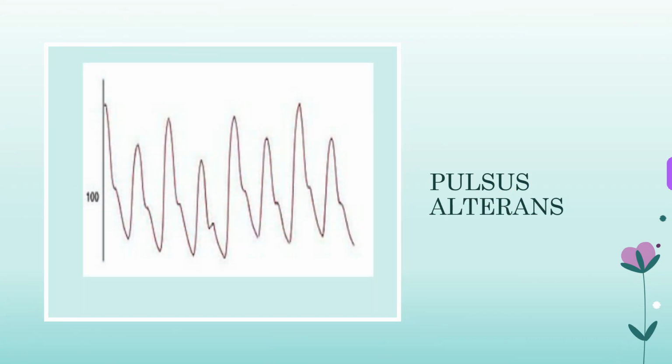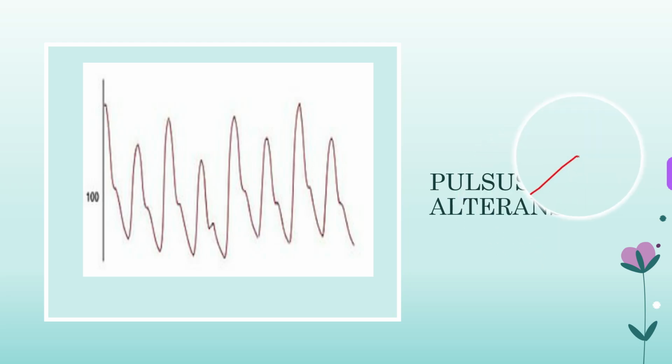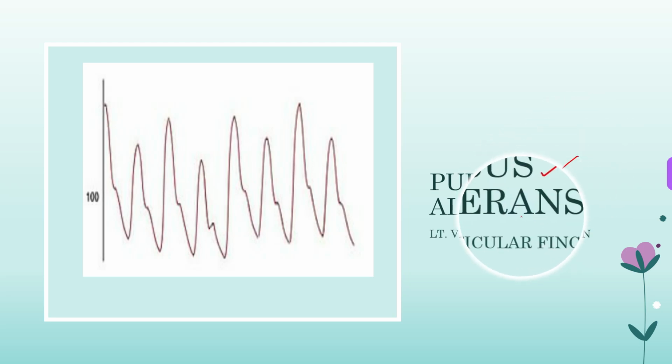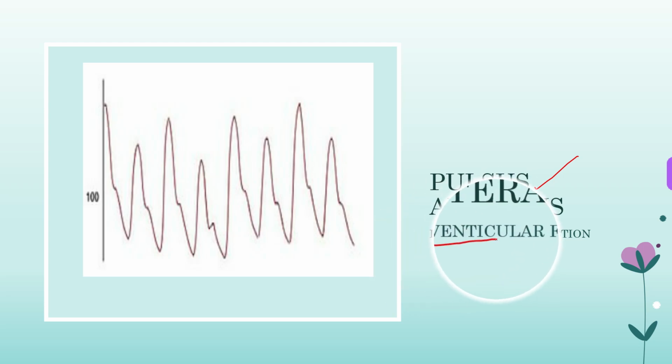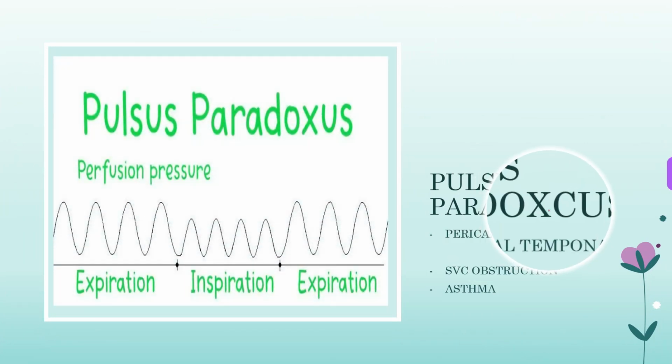Next we have pulsus alternans. Very important. Pulsus alternans is seen in left ventricular failure, and it indicates severe impairment of left ventricular function. There is a regular alternation of the pulse pressure and amplitude despite a regular rhythm. Next is electrical alternans.